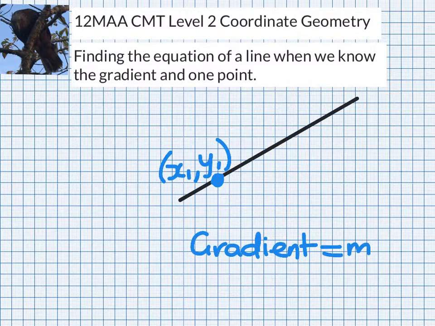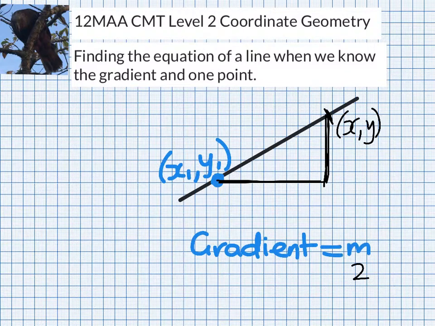Okay, so we've got a point that we're going to call x1, y1. And we also know the gradient m. So m is going to be a number. For a point to be on that same line, we can put the point here, and we're going to call that point xy. Now we know that that point xy is going to have gradient of m, because all of the points on that line have got that slope. So m might be 2.